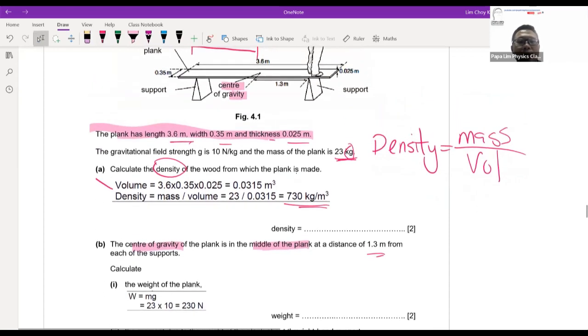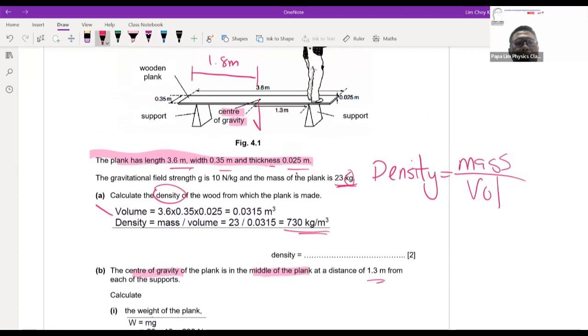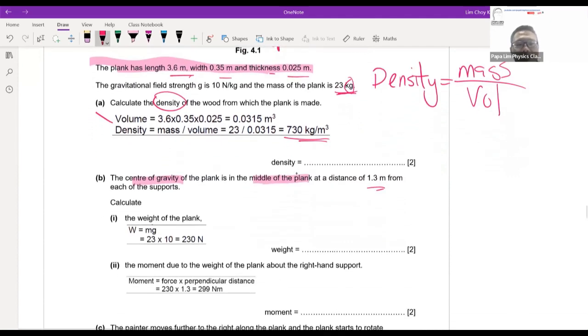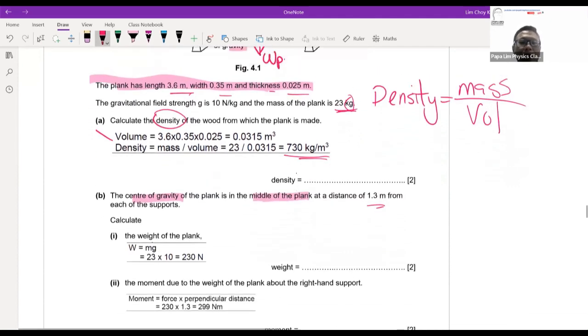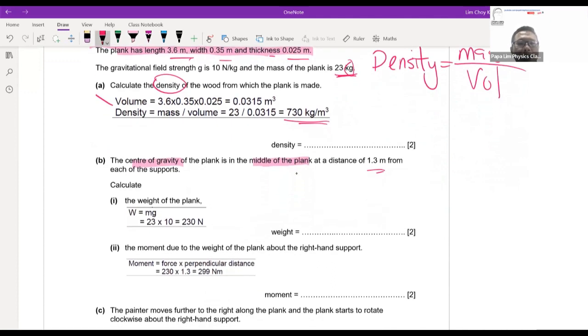Now, calculate the weight of the plank itself. The weight of the plank acts at the CG. So this is the weight of the plank I'm looking at. The formula is weight equals mass times g. Gravitational field strength is given as 10 Newton per kg, and mass is given as 23 kg up here. So just put into the formula, and you get 230 Newton.